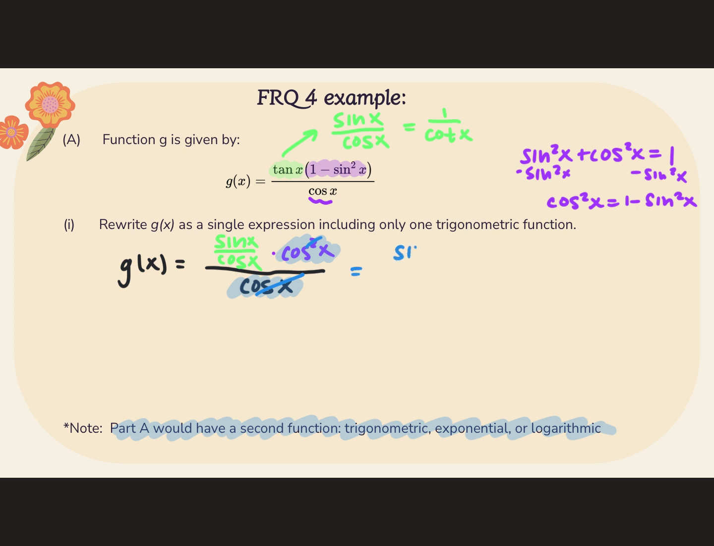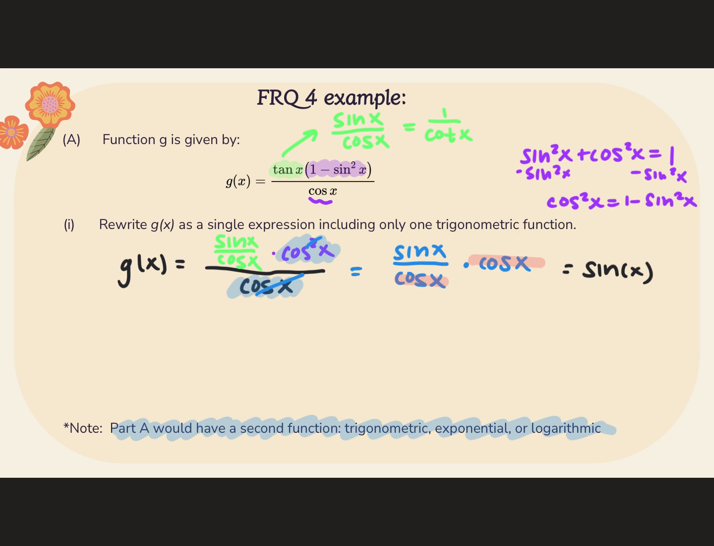So I'm getting sine of x over cosine of x. That tangent of x is where that came from. And then a single cosine of x in the numerator. Again, we're going to have more simplifying. The cosine from tangent and the cosine from 1 minus sine squared are going to eliminate each other, and we're going to be left with just sine of x.